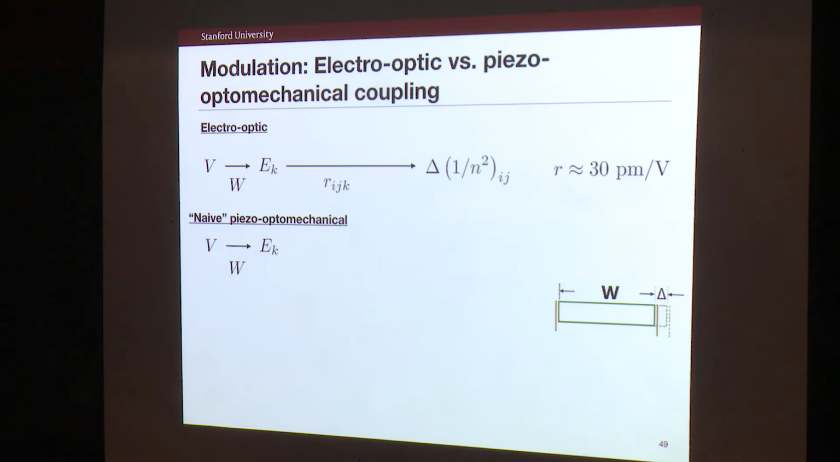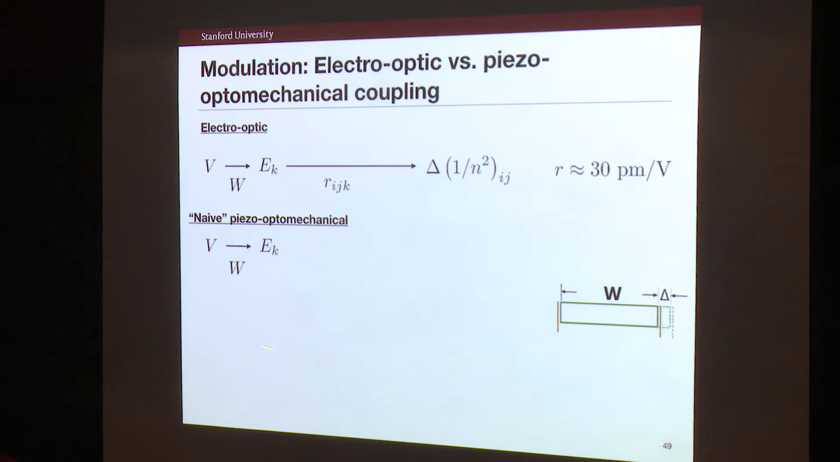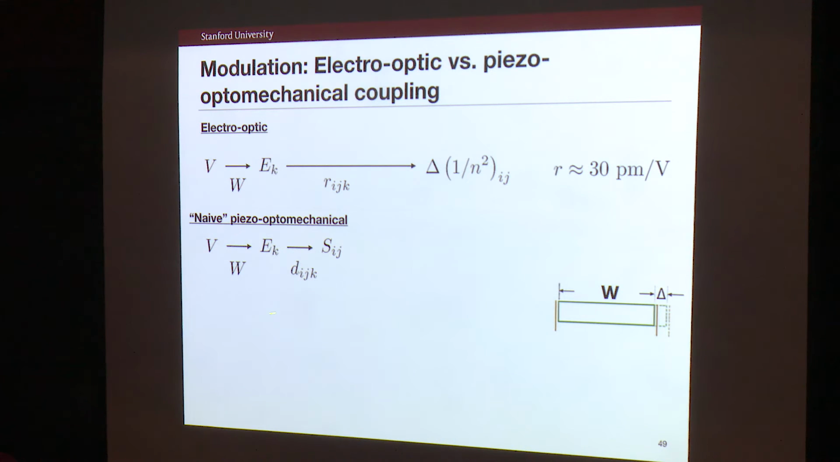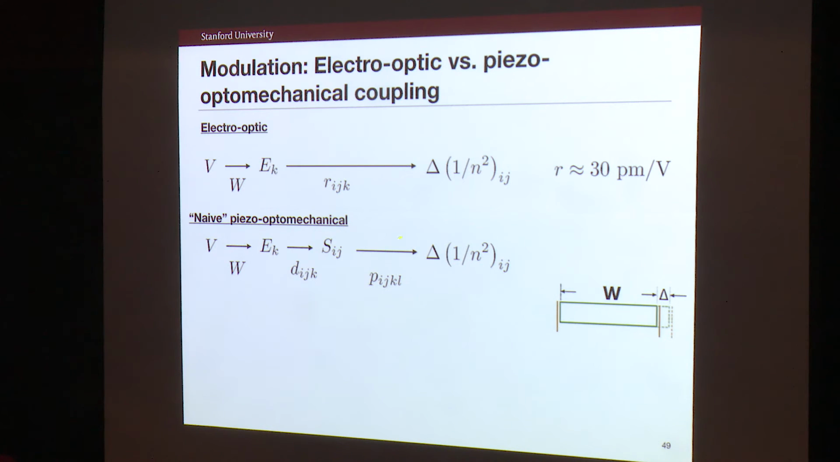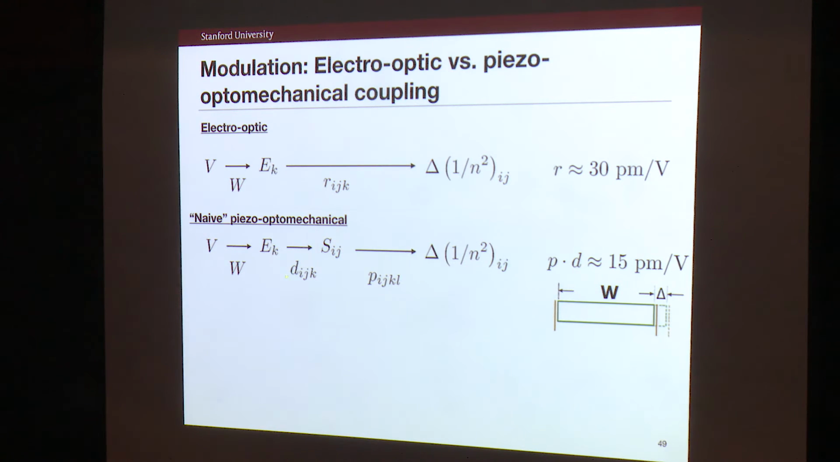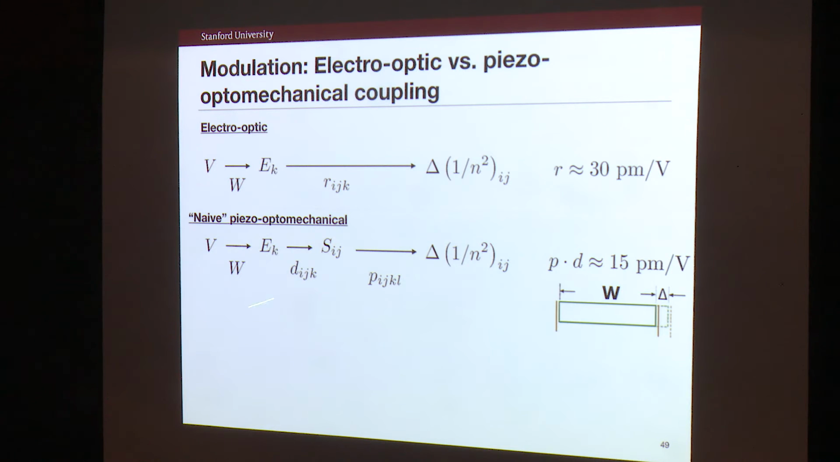And if you make a piezo-optomechanical system, you have a block of material with a certain width, and now I put a voltage across it. This generates an electric field. The electric field, through the piezoelectric tensor, generates strain. And then strain generates either displacement or, through the photoelastic tensor, a change in the index. Now I can multiply these two parameters by each other and I get something like 15 picometers per volt. So at least naively, it seems like you might as well just use the electro-optic effect.